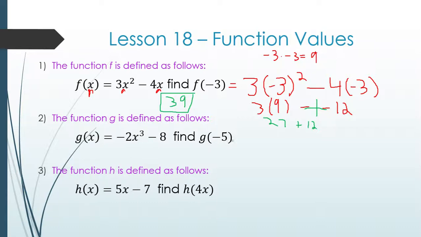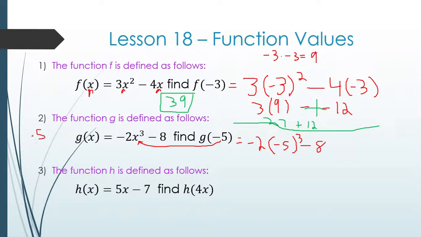So in this one it says g of x. Okay, we're going to kind of separate that. This one says g of x equals negative 2x cubed minus 8, and find g of negative 5. Same thing. We're replacing the x with a negative 5. So I'm going to say negative 2 parentheses negative 5, because that's where an x is. I'm plugging this in for x, minus 8. Oops, forgot the cubed. Can't forget the cubed part. Now, cubed means to the third power. So I'm saying negative 5 times negative 5 times negative 5.